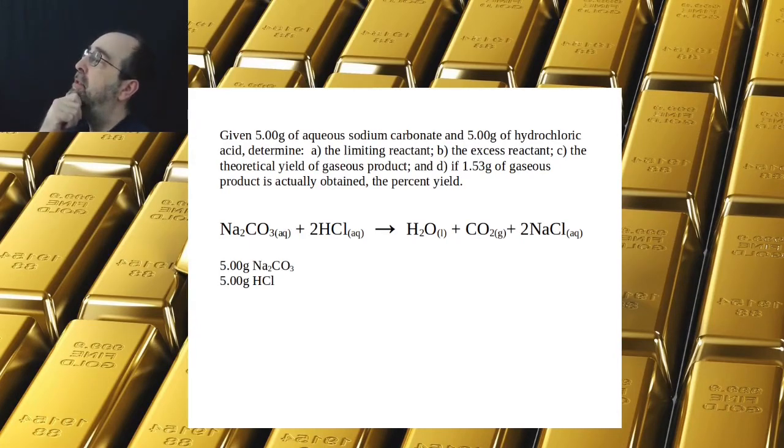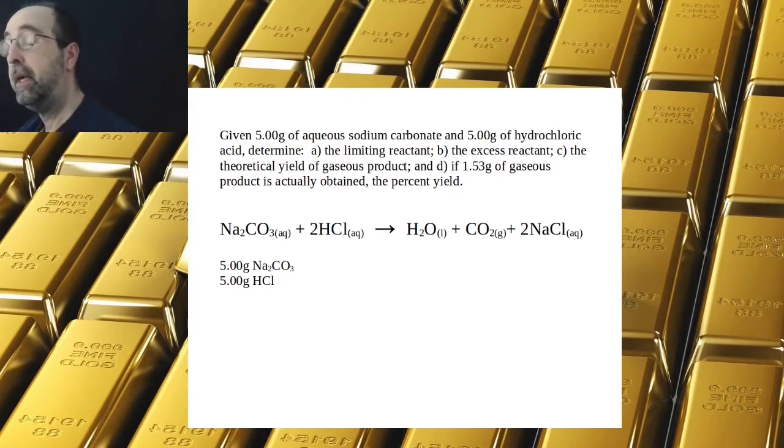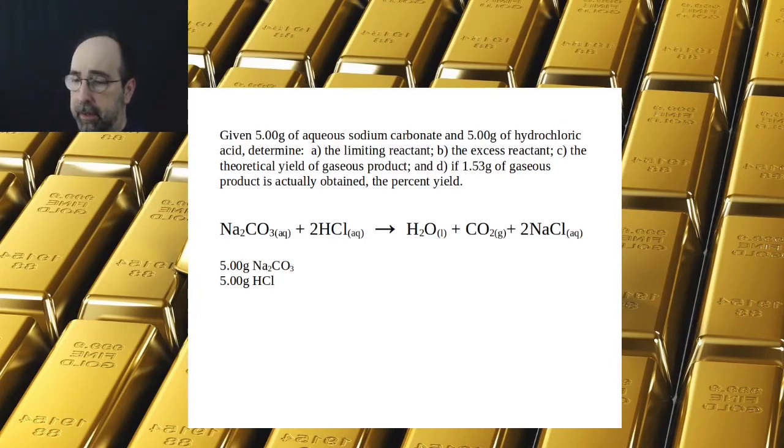In each case, you can't use grams. These balanced chemical equations only convert moles. So what I'm going to do is convert grams of sodium carbonate into moles and convert grams of hydrogen chloride into moles. I presume that you know how to use the periodic table to find the formula mass or the molar mass of those 2 substances.